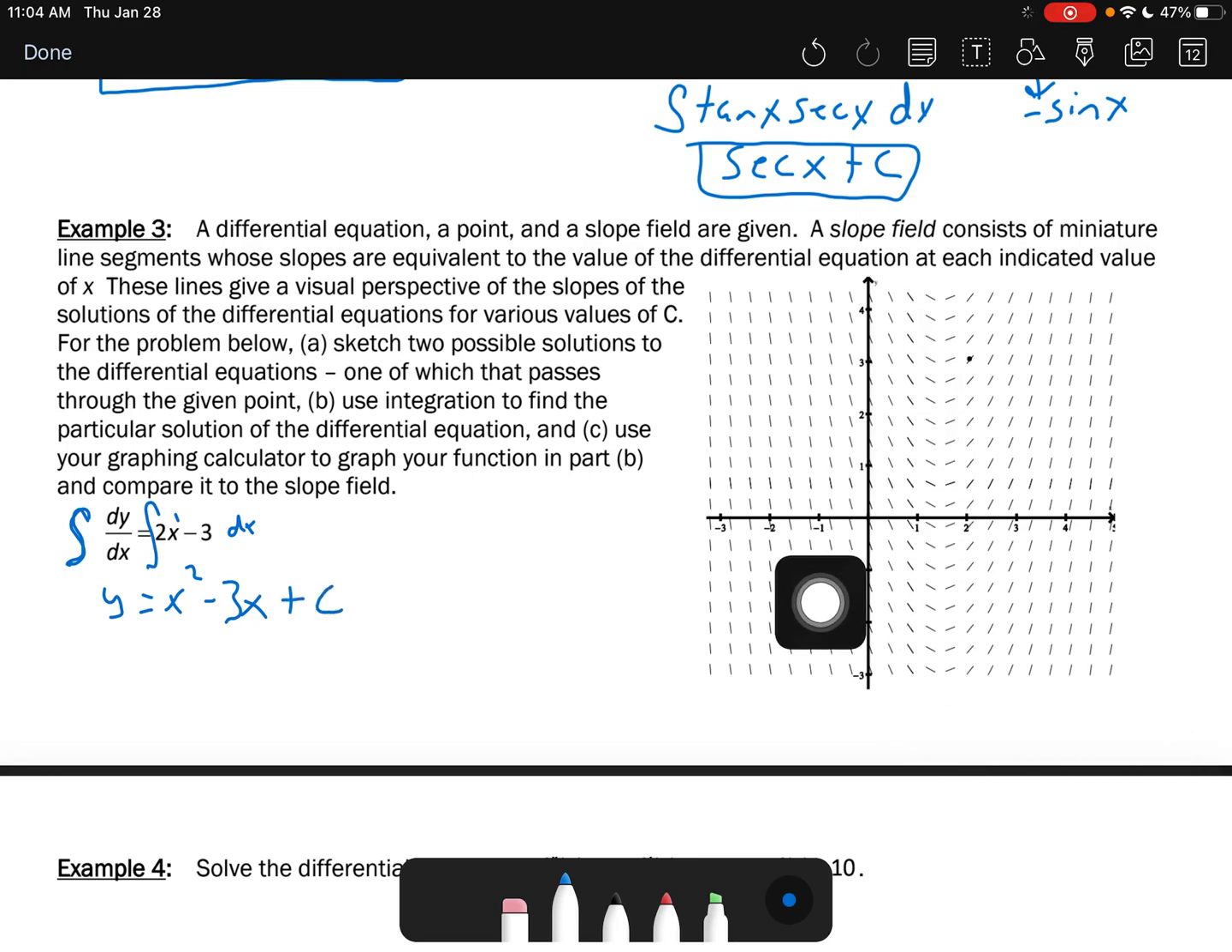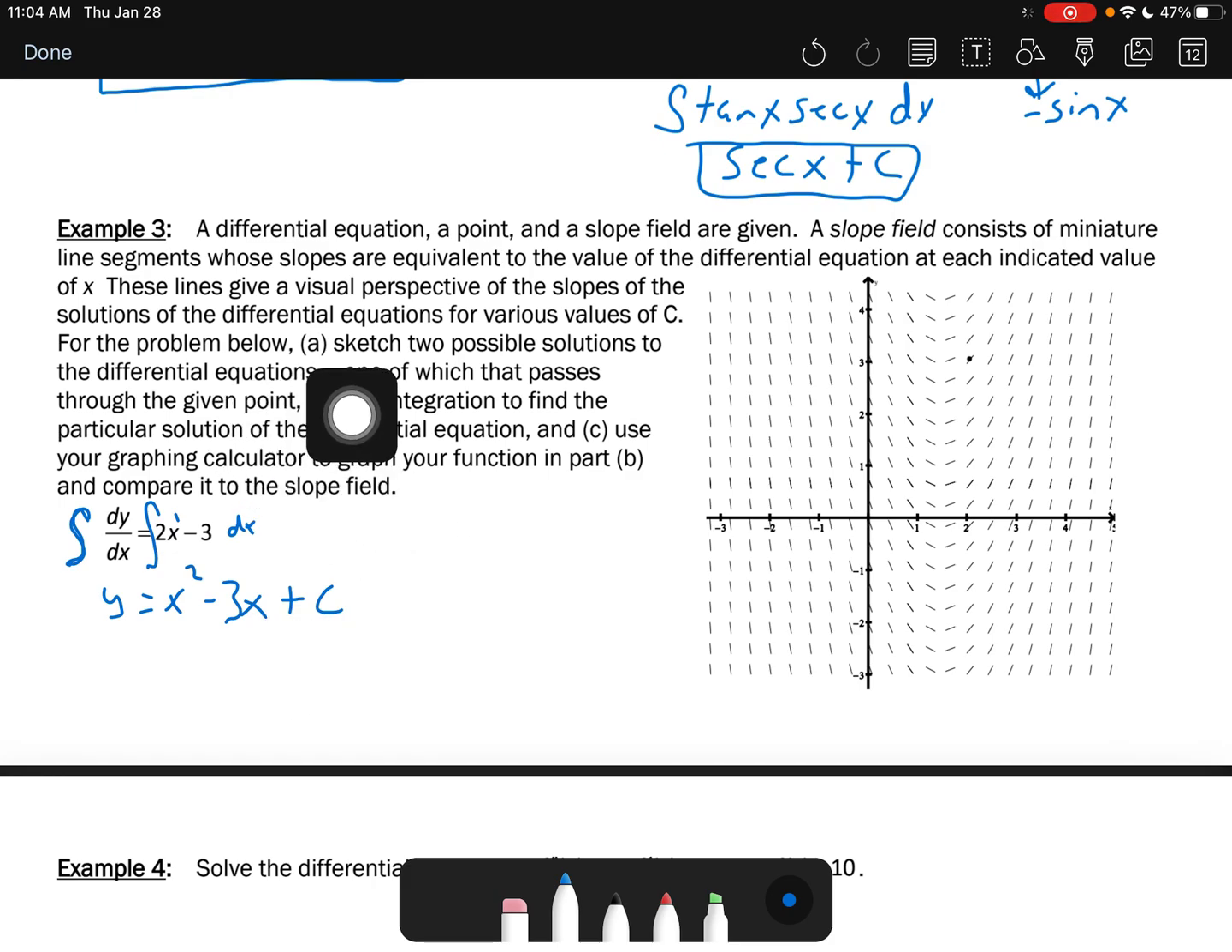Now, that's kind of where this slope field idea comes in. Because this parabola, x squared minus 3x plus some constant, is going to be a parabola that fits these slopes, but it could be vertically shifted anywhere depending on what the c is. I have to know something specific to figure out exactly what that c is.